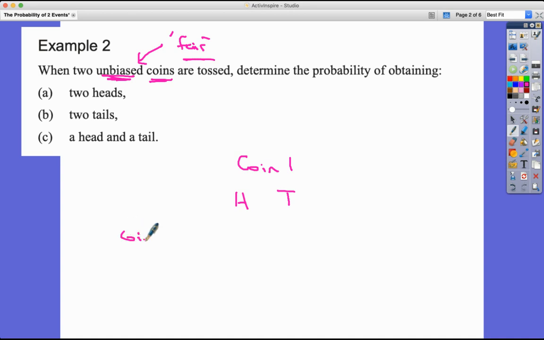Okay, and then for coin 2, I'm going to do a really rough diagram here. We've got heads and tails. And in here, I'm going to draw my grid, and I'm going to see what the possible outcomes could be.